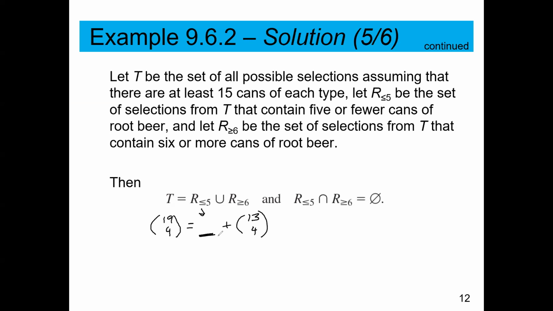Now, the reason I say this is important is because this number right here is completely disjoint from this. You can't have at least 6 and have less than 6. So those two situations are disjoint, but this is the one that we want.